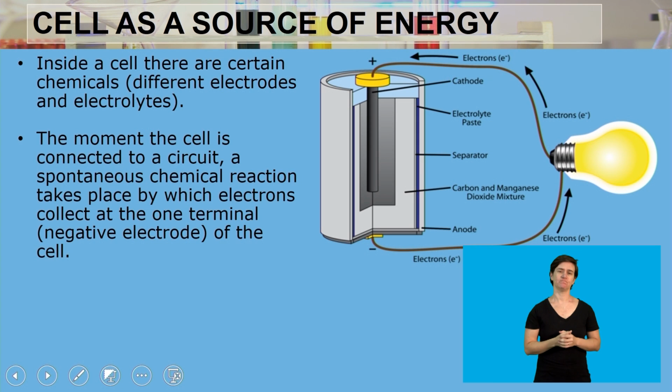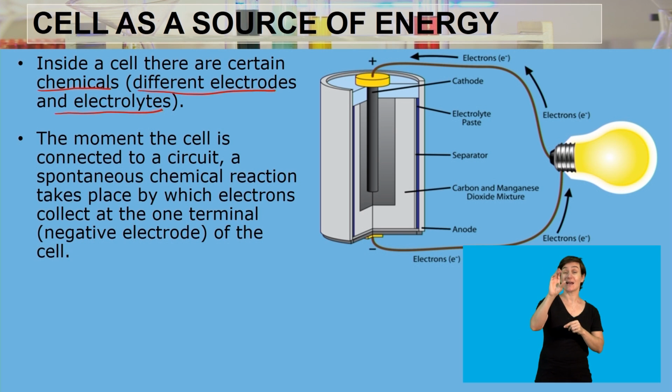To begin with the sub-idea, where we're looking at cell as a source of energy, we first need to know that inside a cell there are certain chemicals, and we also have different electrodes and electrolyte. Remember, electrodes are our terminals, the positive electrode and the negative electrode. Then our electrolyte is the solution or a paste that is used to conduct electricity. And the moment the cell is connected to a circuit, a spontaneous reaction will take place.